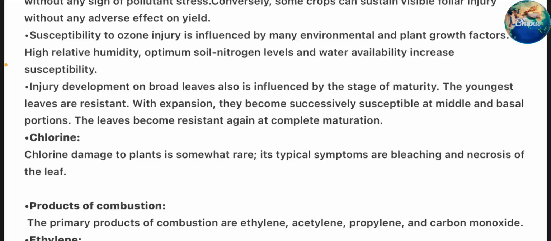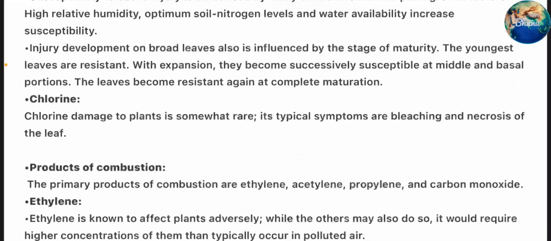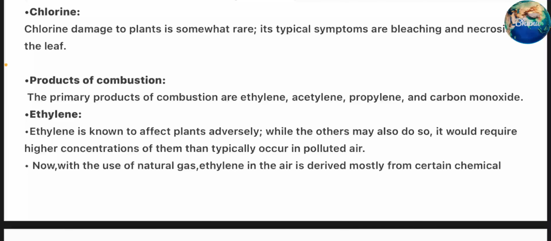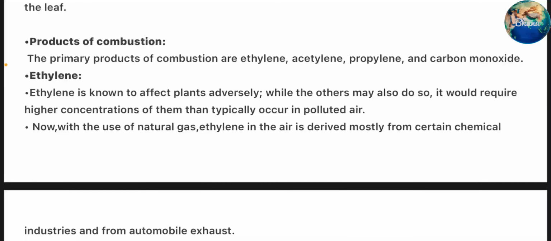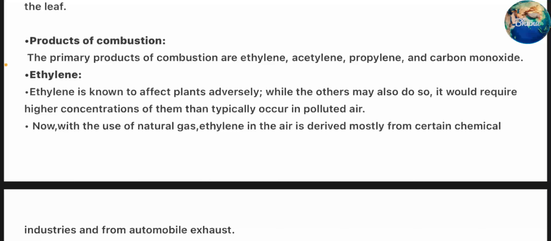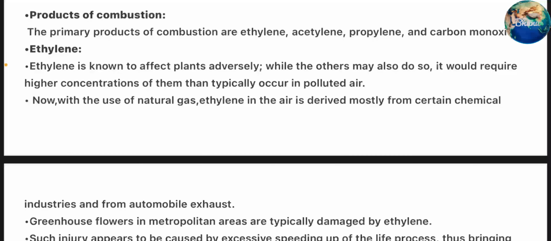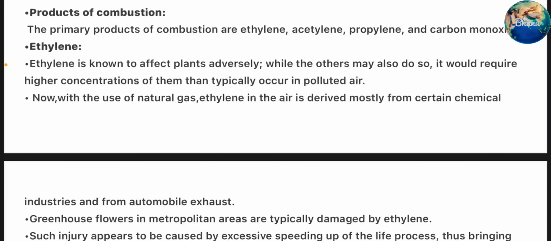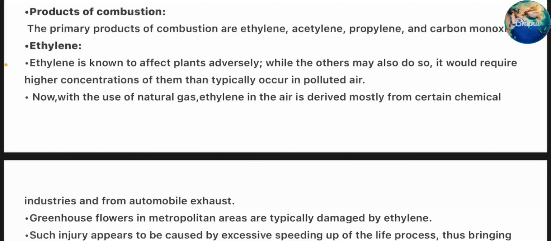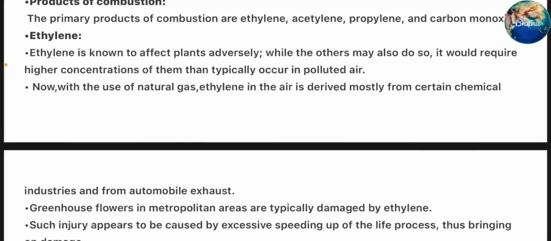Chlorine. Chlorine damage to plants is somewhat rare. Its typical symptoms are bleaching and necrosis of the leaf. Products of combustion. The primary products of combustion are ethylene, acetylene, propylene, and carbon monoxide. Ethylene is known to affect plants adversely, while the others may also do so, but it would require higher concentration of them than typically occur in polluted air.